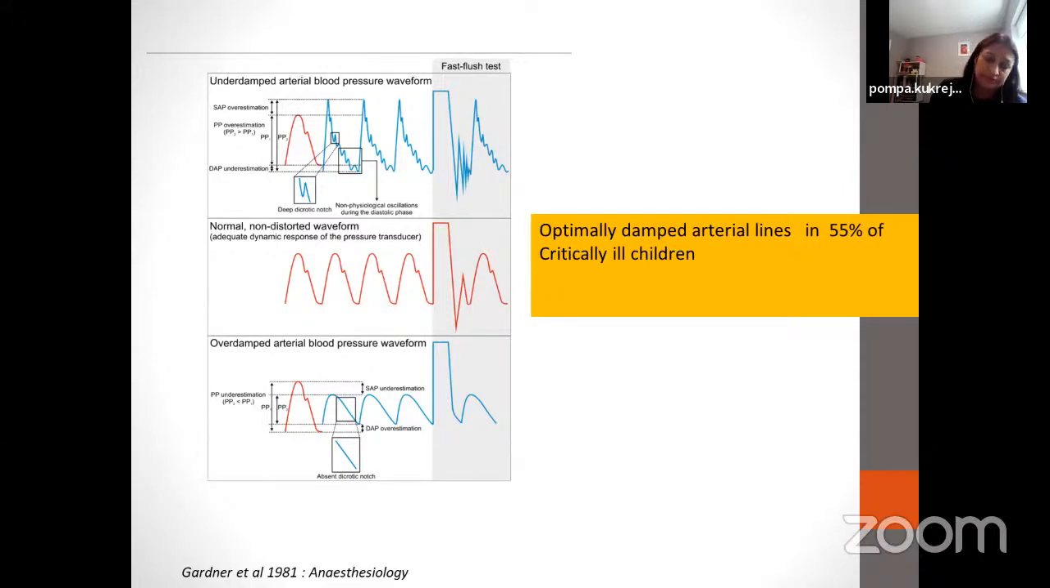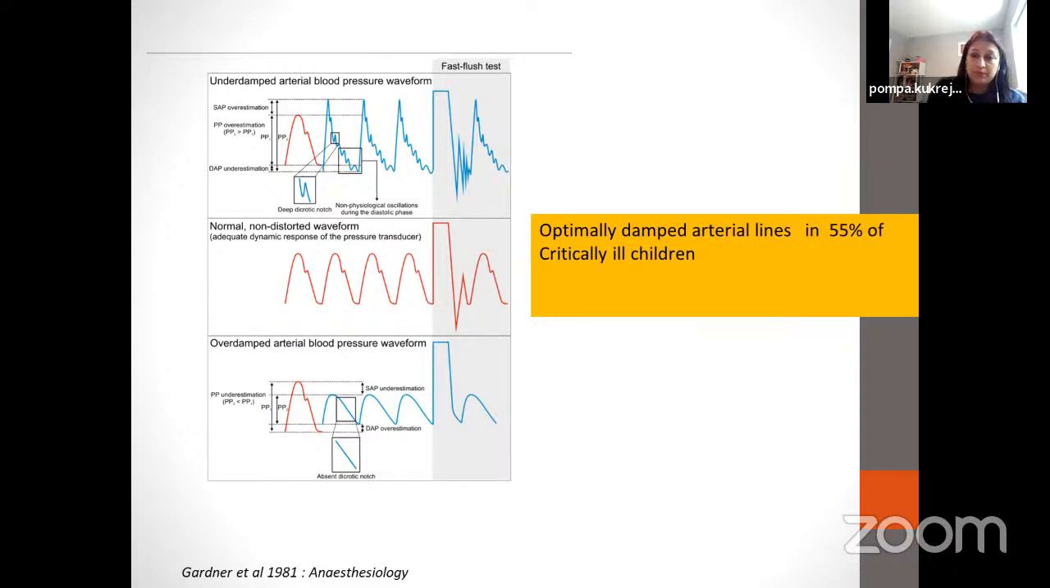So how we do it is a fast flush test, essentially. Basically, what you do is inject some saline and look at the oscillations in the system. And the other thing you look at is the damping coefficient, which describes the decay of the oscillation waveform. And damping is influenced by the length and diameter. That is why we stress the importance of a non-compliant tubing.